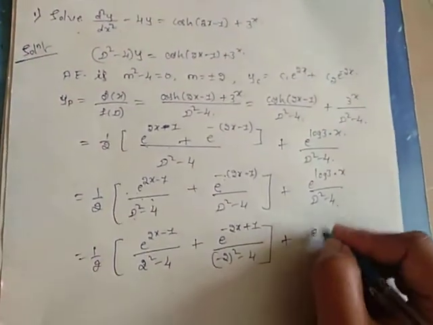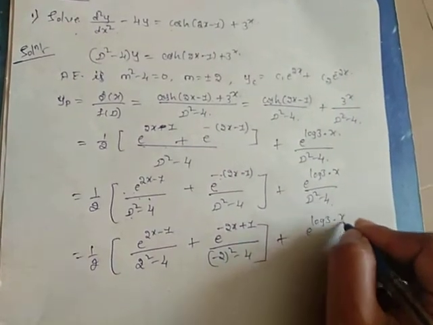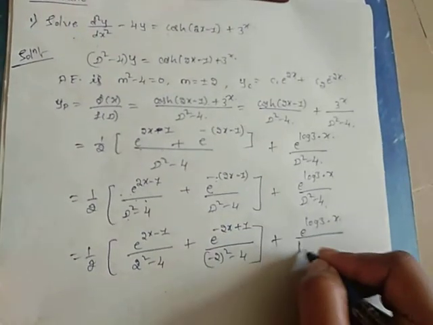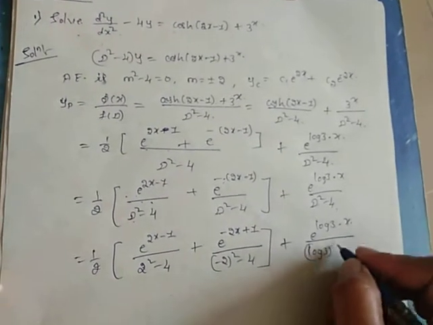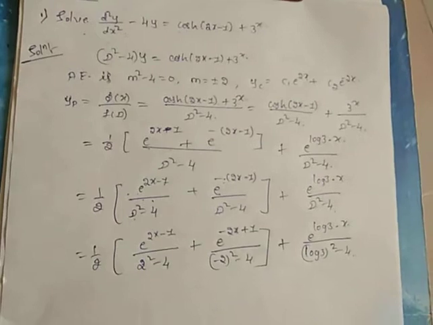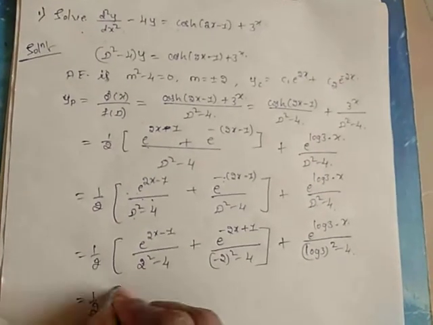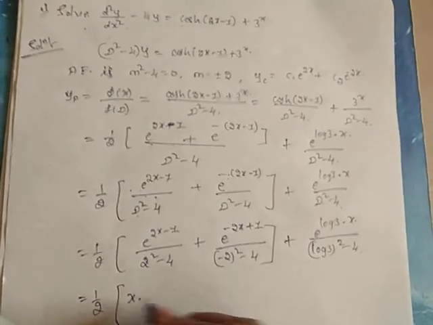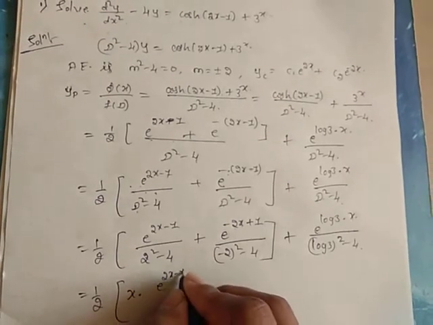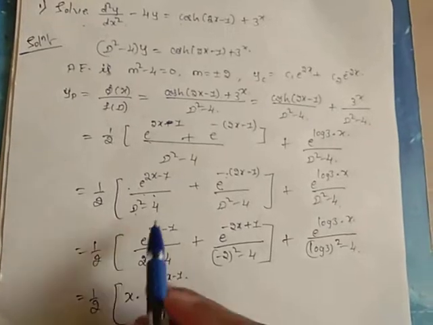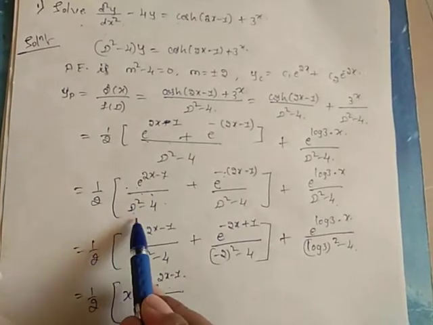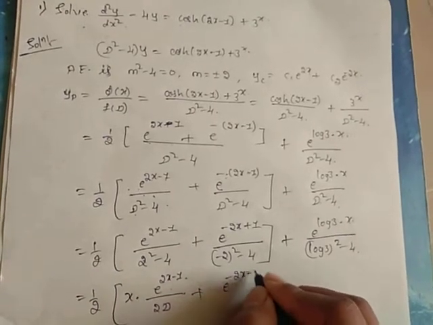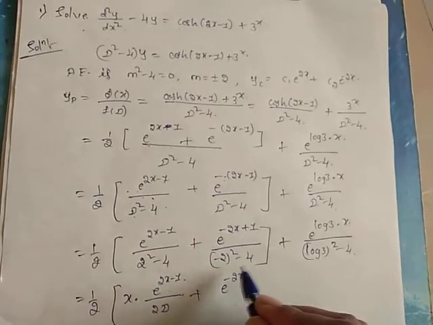Plus e raised to log 3 into x. Coefficient of x is log 3. Replace D by log 3 whole square minus 4. So 1 by 2. Denominator is 0. If the denominator is 0, x into e raised to 2x minus 1 divided by derivative of f of D, which is 2D. Plus, here also denominator is 0.